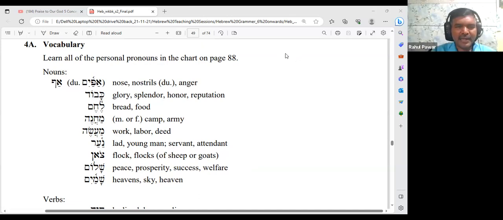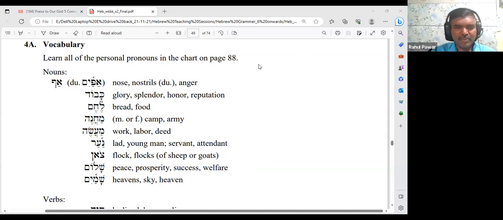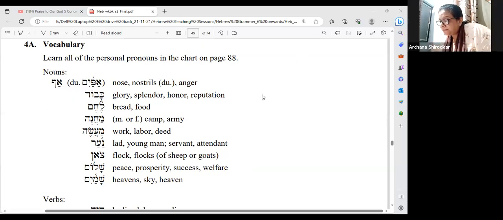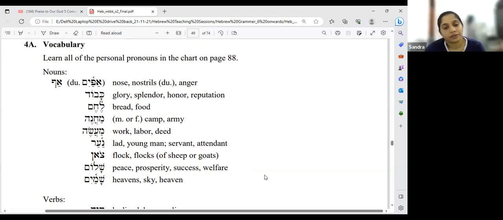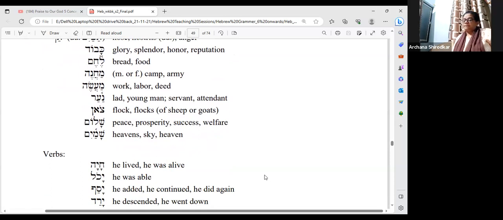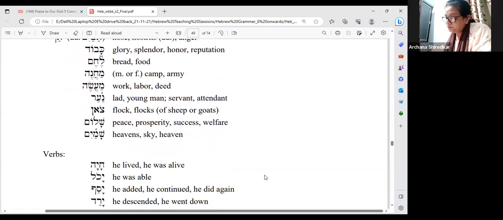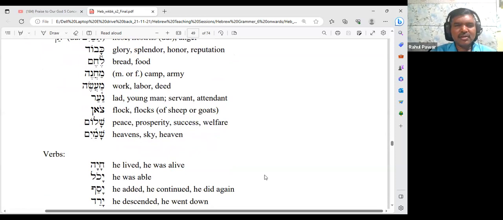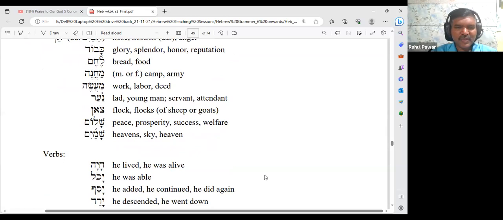Then machane. Machane can be masculine or feminine: camp, army. Maaseh is work, labor, deed. Then na'ar. Na'ar is lad, young man, servant, attendant. Then tson. Tson means flock, or flocks of sheep or goats. Then shalom. Shalom is peace, prosperity, success, welfare, and many more meanings I have told you already.